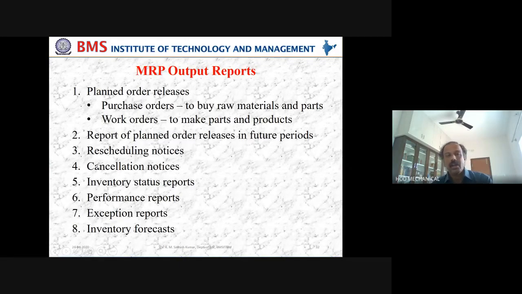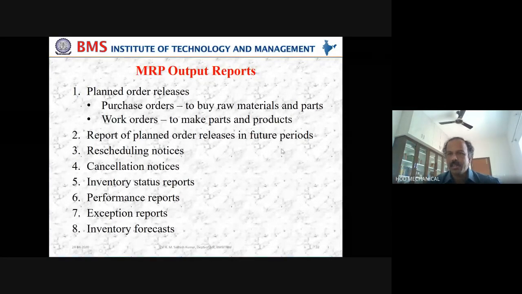Next, the second report is probably going to be the report of planned order releases in future periods. It means once you release, it's a continuous process. Today you release, tomorrow you need to release, day after tomorrow you need to release. All those subsequent future releases are called the report of planned order releases.